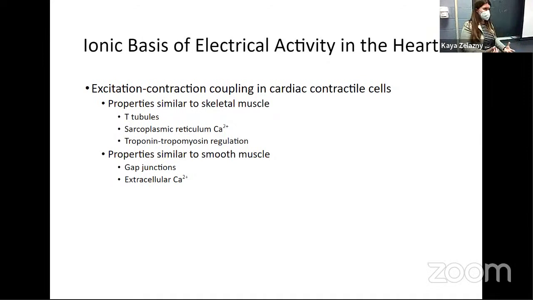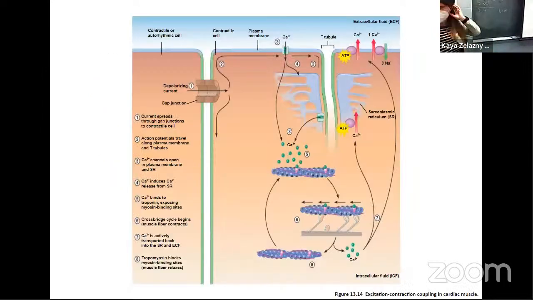And some of the calcium that we use for this process is going to be coming from outside the cell, not all coming from the sarcoplasmic reticulum. Okay, so calcium didn't really come from outside the cell much in the skeletal muscle, but in cardiac and smooth muscle it does. We're going to run through this diagram.